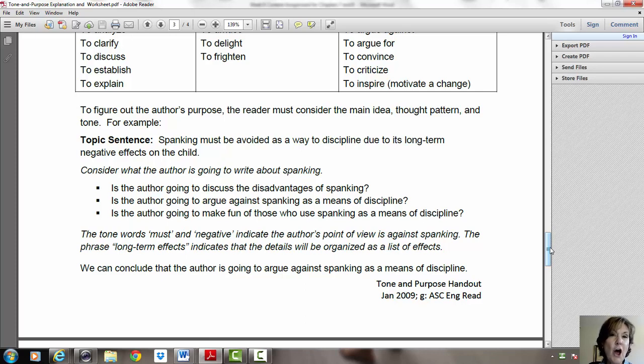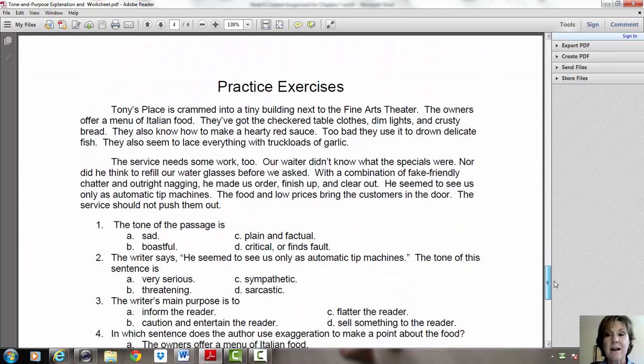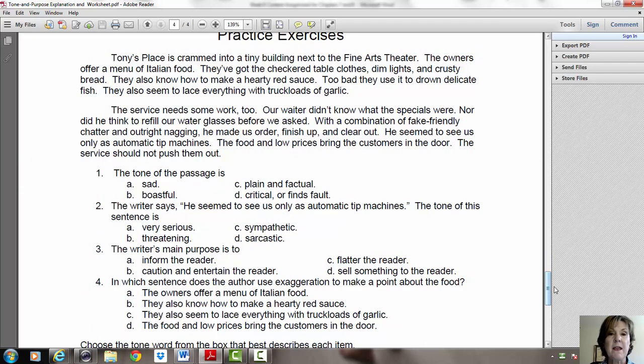I think the tone words "must" and "negative" indicate that the author's point of view is against spanking. The phrase "long-term effects" indicates that the details will be organized in a list of effects. So we can conclude that the author is going to argue against spanking as a means of discipline. Let's do some practice exercises on author's purpose.